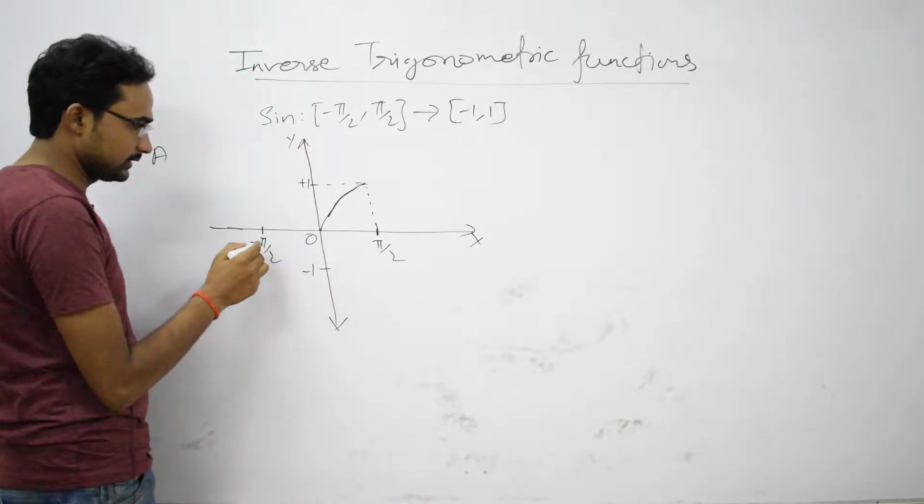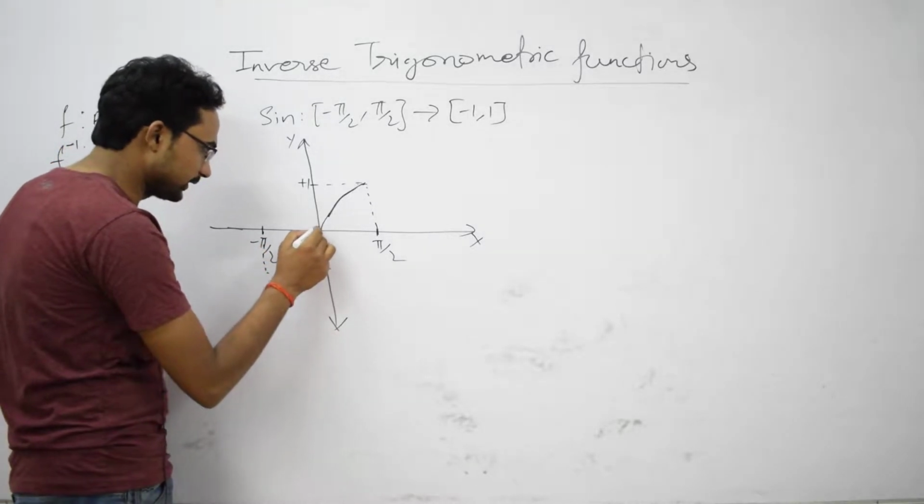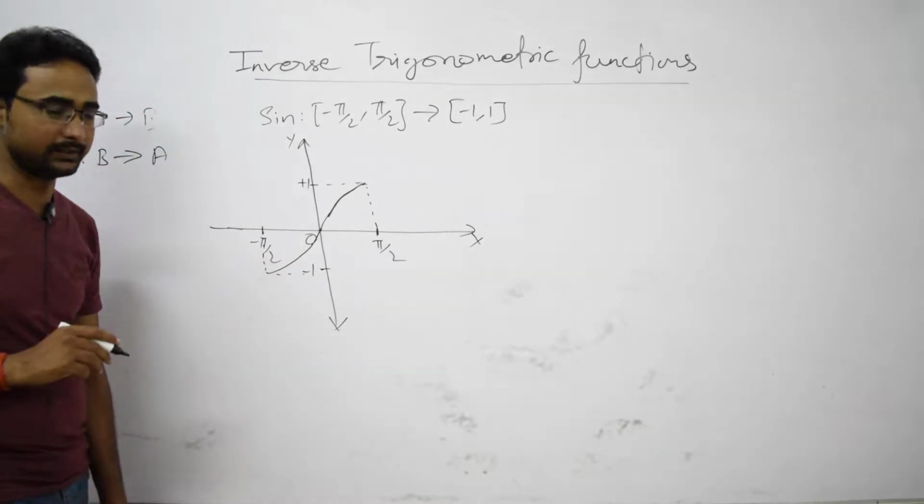Okay. And sine minus pi by 2 is equal to minus 1. That means, below this line we will get the graph. Okay, this is the graph of sine.